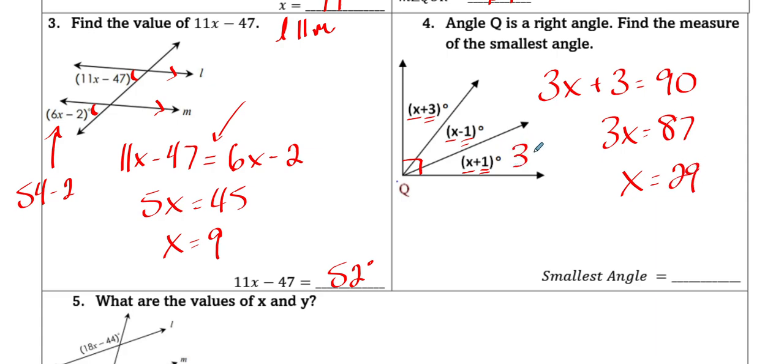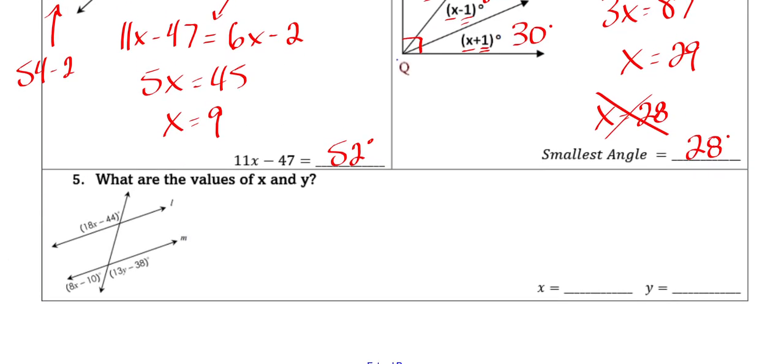This angle would be 30, this angle would be 28, this angle would be 32. Again, if something happened to go wrong here, you can check to make sure this should add up to 90. If for some reason, let's say by mistake you got 28, and you substitute that back in, you'll find out that that doesn't actually work. Those don't equal 90 when you substitute that back in. The smallest angle there is just 28 degrees.